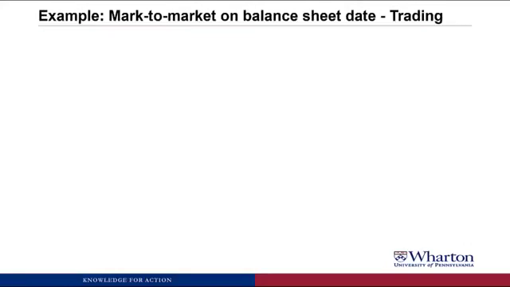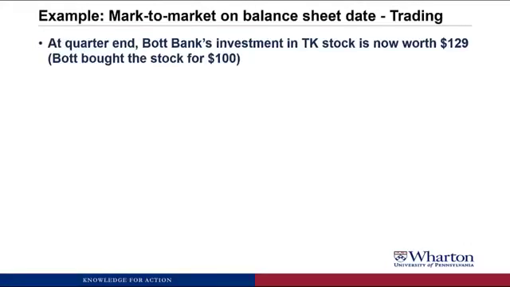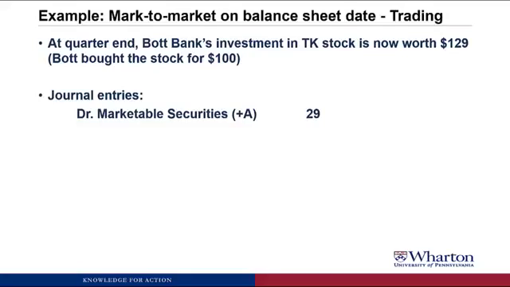So first, we're going to focus on trading securities and deferred taxes. So let's say that at quarter end, Bot Bank has an investment in TK stock that's now worth $129. Bot purchased the stock for $100 during the quarter. At quarter end, it's gone up to $129. Under trading securities, we have to increase the balance in marketable securities. So we debit marketable securities by 29. And then we credit a gain on investments that goes onto the income statement. So remember, for trading securities, this unrealized gain or loss, in this case an unrealized gain, goes on the income statement.